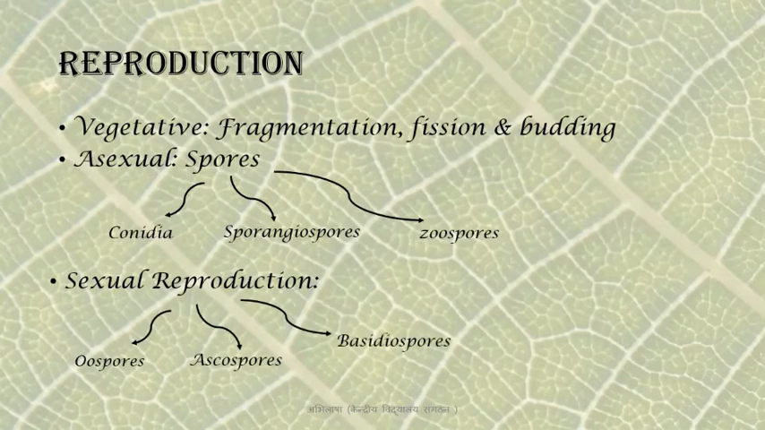Now please don't be confused. Even the product of sexual reproduction has the spore suffix on it, but these oospores, ascospores and basidiospores are actually formed by fusion of hyphae or gametes and are a mode of sexual reproduction.